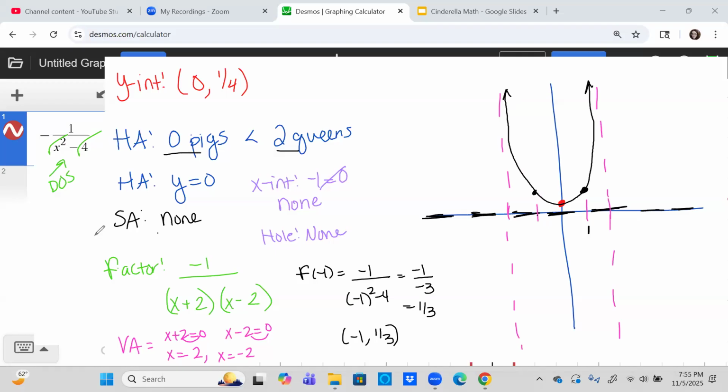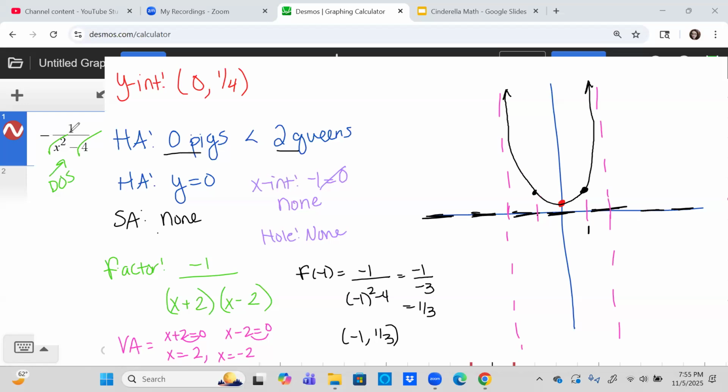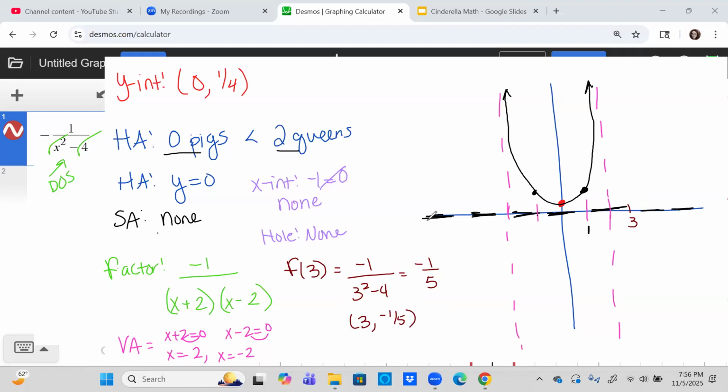Let me clear for a second just to make sure my thinking's right. I'll put this all right back. Yes. Okay. So I think that's the middle section. So our pink dashes, our vertical asymptotes are at 2. So let's check something beyond 2. So I'm going to plug in 3. So I'm going to do f at 3. So that's going to be negative 1 over 3 squared minus 4. So that's negative 1 over 9 minus 4, so 5. So the point would be 3, negative a fifth. So over 3, down just a smidge.